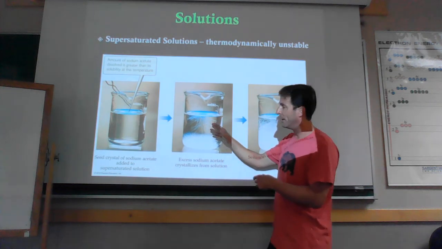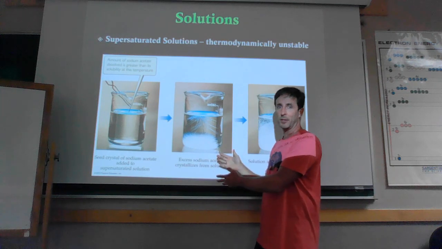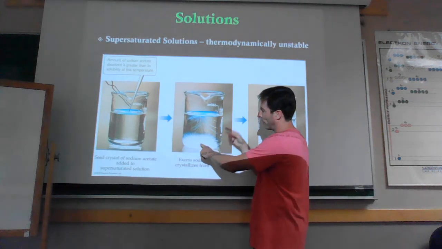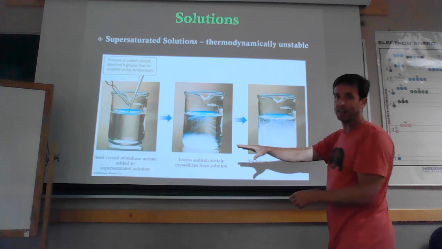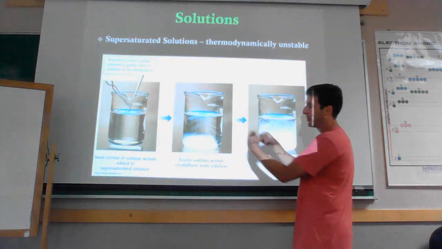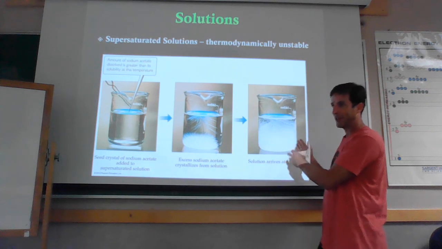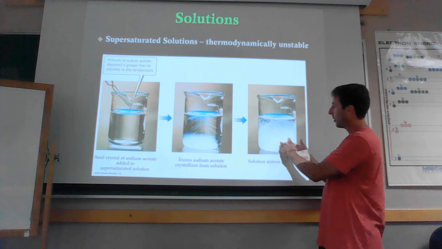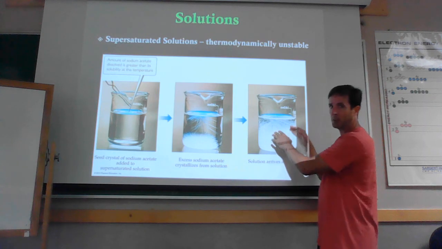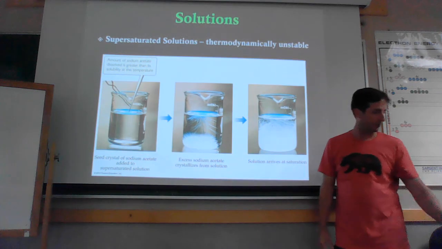And all of a sudden, all the extra sodium acetate tries to come out at once. And you form these big, long crystals that are really cool. It's actually a very pretty demonstration to do. But all the extra stuff comes out, and it brings it down to be a normal saturated solution, and all the precipitate eventually would settle to the bottom with all these crystals.